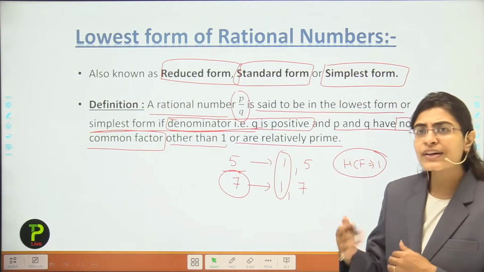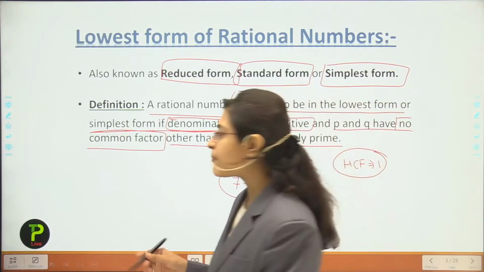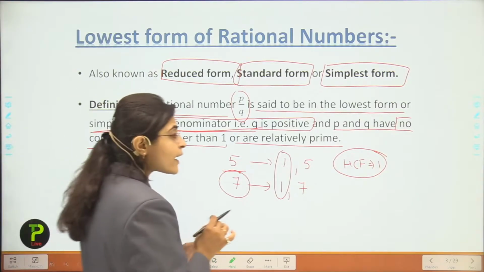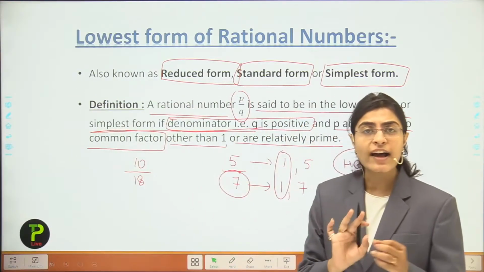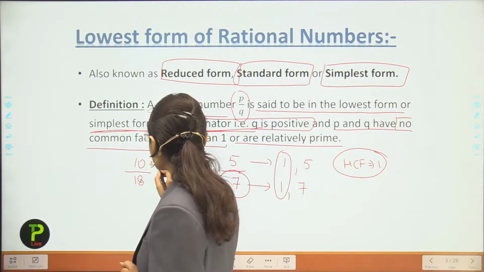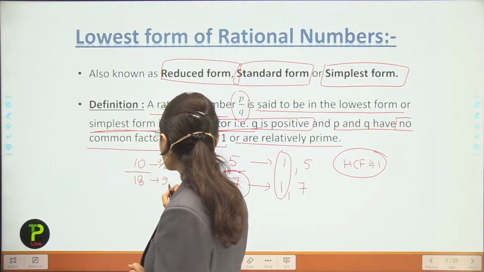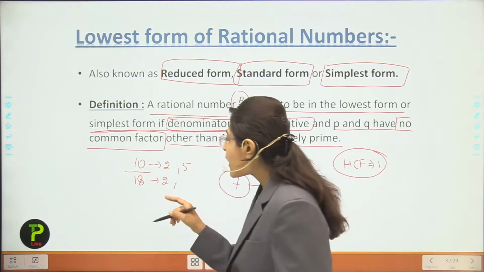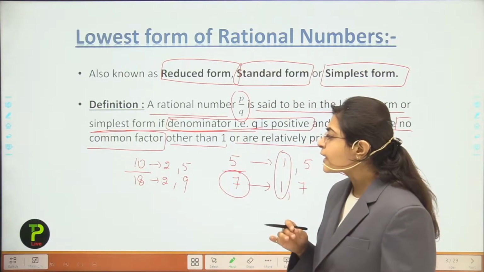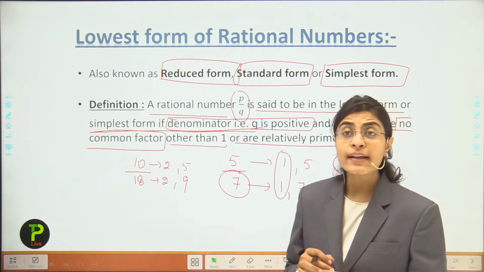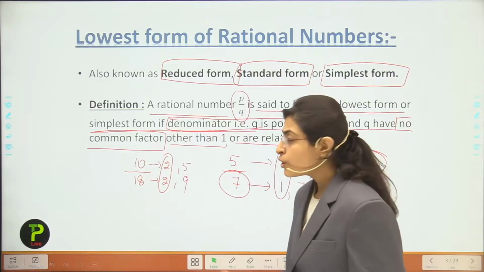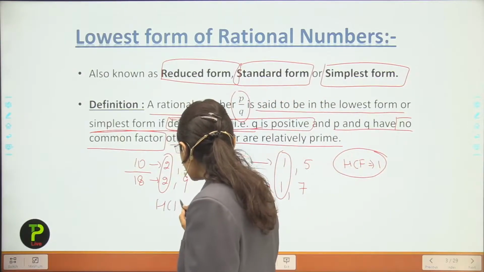Now let's move to another example, 10 by 18. 18 is positive, so our first step is done. Now about 10 and 18, they both come in a table of 2. Then 10 comes in a table of 5 and 18 comes in a table of 9. Can you see any common factor over here? Yes, that is 2. So here the highest common factor is 2.